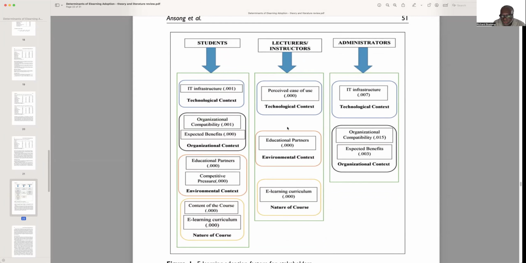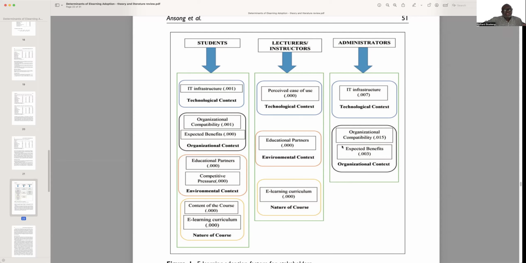The technological context and environmental context play a very key role. But when it comes to students, all the four play a key role: technological, organizational, environmental. Then the last one has to do with the administrators. The administrators don't have anything to do with the course, so the course doesn't influence them. So it says that the technological context and the organizational context.